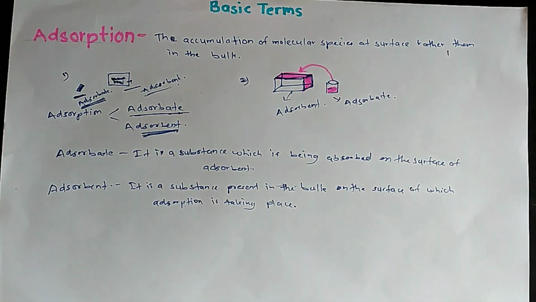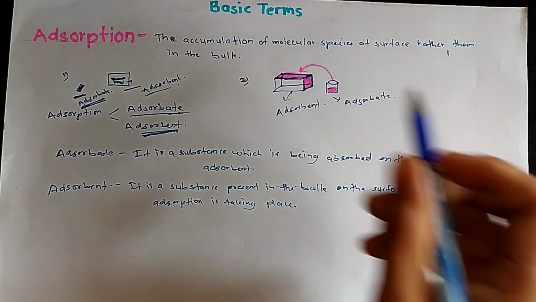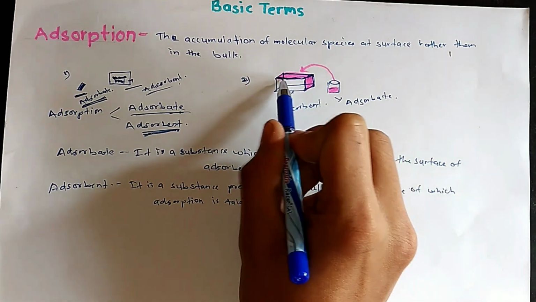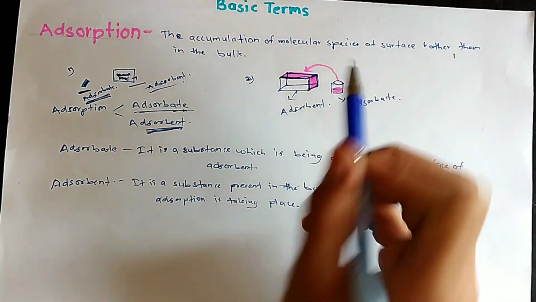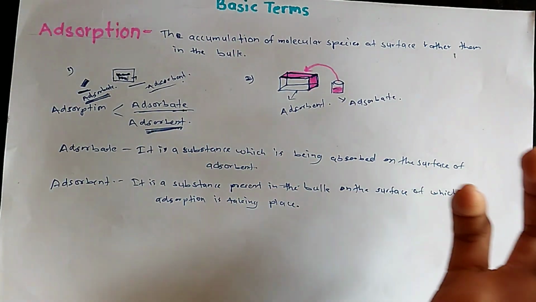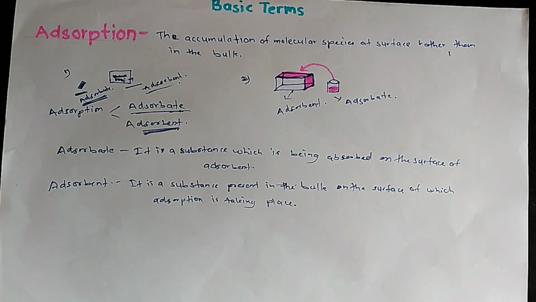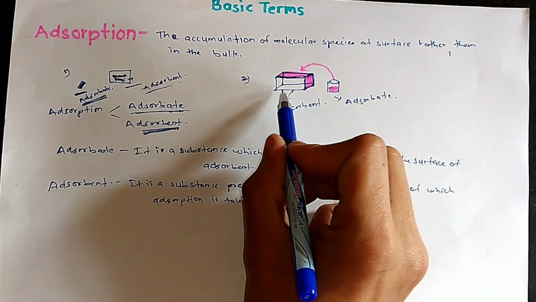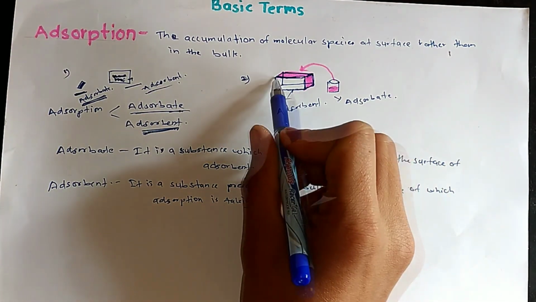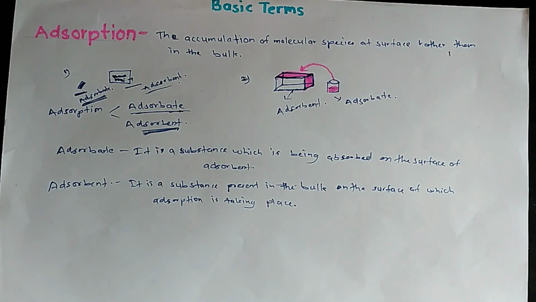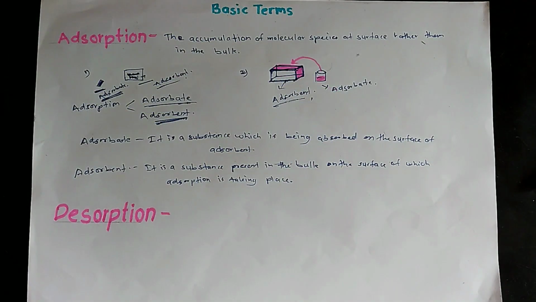Adsorbate is a substance which is being adsorbed on the surface of adsorbent. In this case, the red color solution is adsorbed on the wooden block. What is adsorbent? In this case, the wooden block is the adsorbent, a substance present in the bulk.